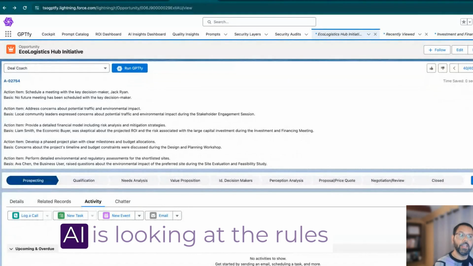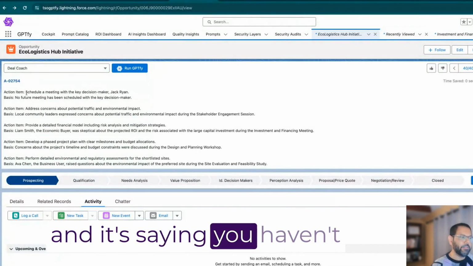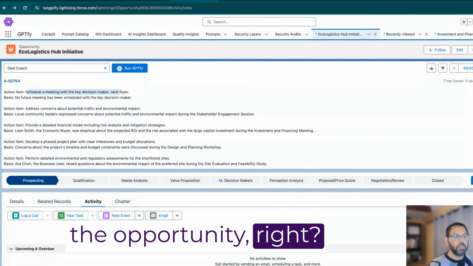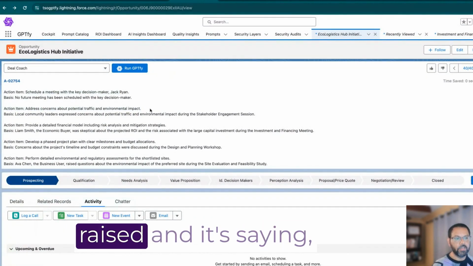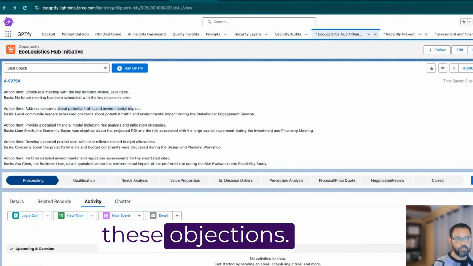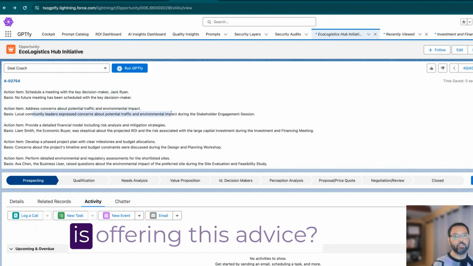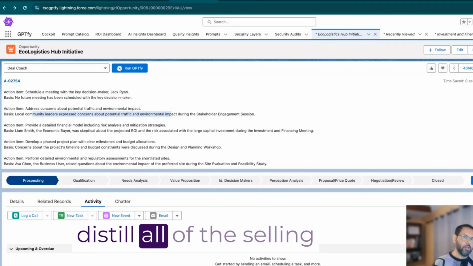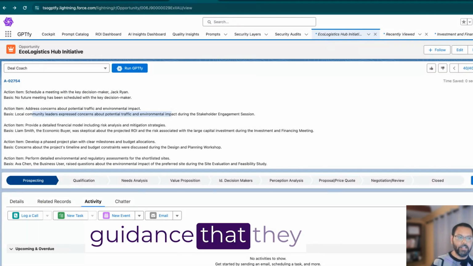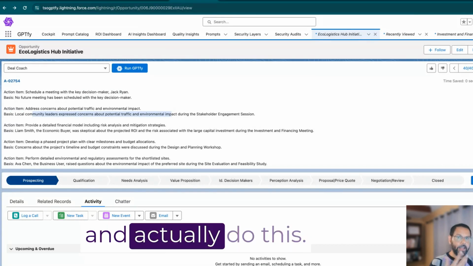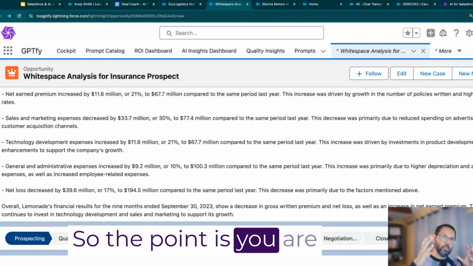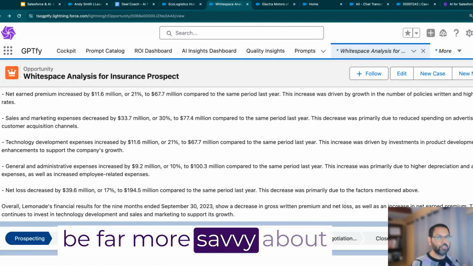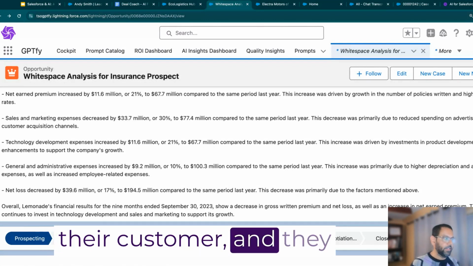And what AI is doing is AI is looking at the rules and saying, you haven't scheduled a meeting with a decision maker based on the stage of the opportunity, right? There are some objections that somebody has raised and it's saying, hey, you need to address these objections. And it's giving you why it is offering this advice. So it's a really interesting way for companies to distill all of the selling guidance that they want to incorporate and actually do this. So the point is, you are now enabling your salespeople to be far more intelligent about this, to be far more savvy about their customer, and they can know these things.